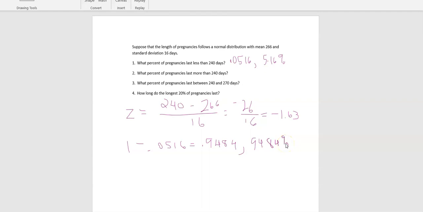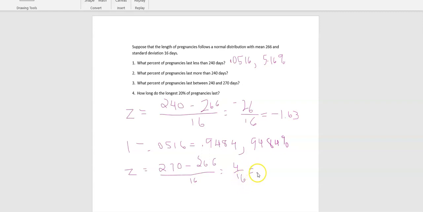All right, now, question 3. What percent of pregnancies last between 240 and 270 days? Remember, when we are doing a between problem, we have to do our z-score twice. Now, fortunately, we've already looked up the z-score for negative 1.63 for the 240. So let's do a z-score for 270. So we'll have 270 minus 266 over 16. That's going to give us 4 over 16, or 0.25.